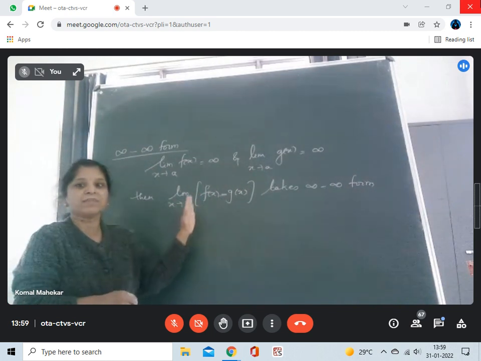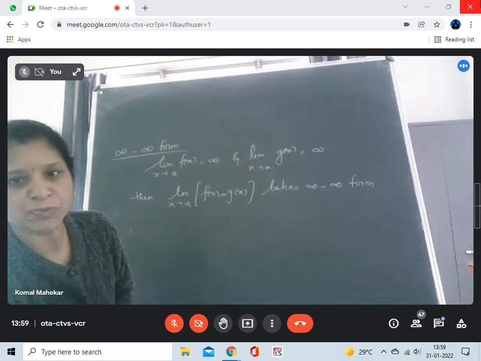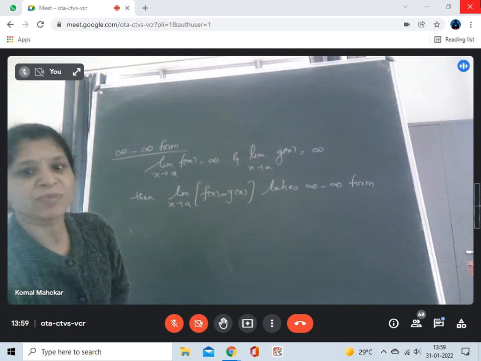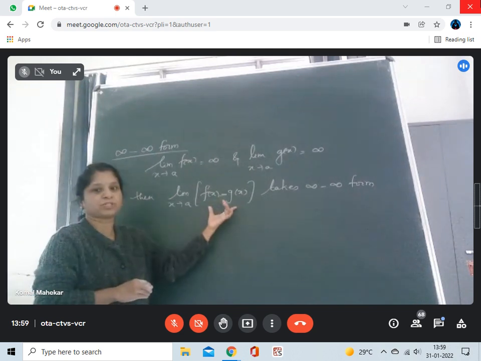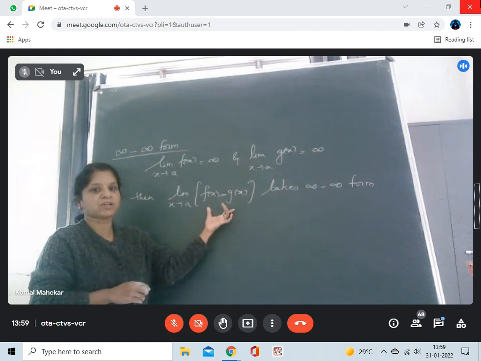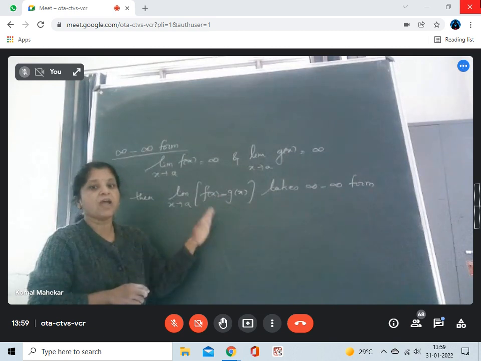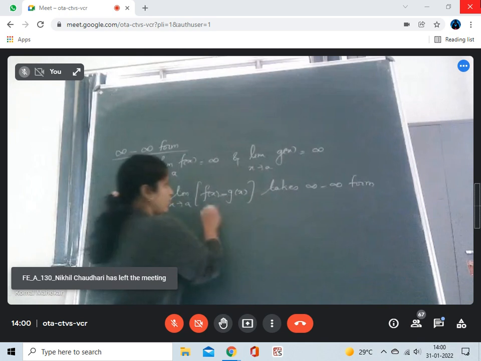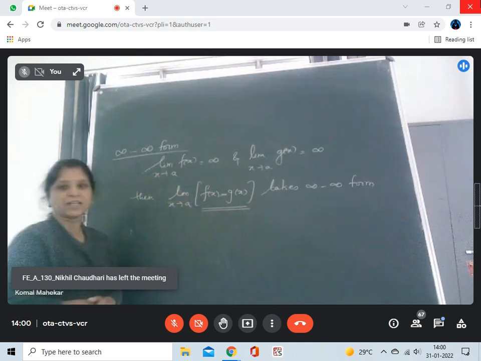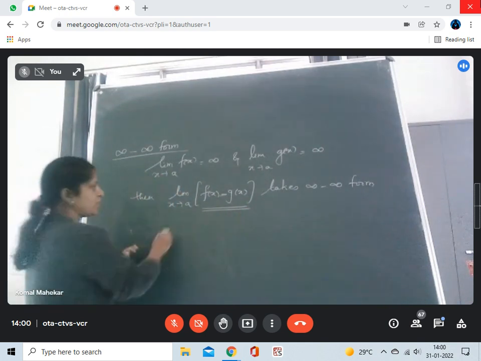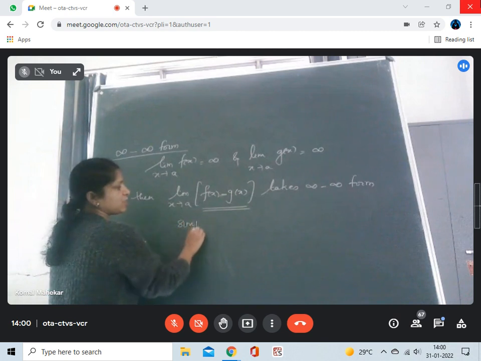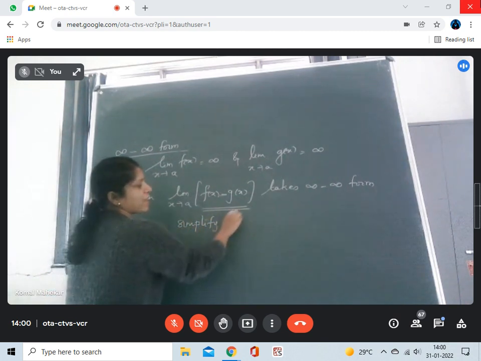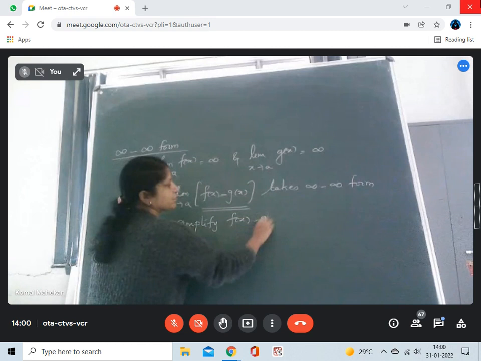Now directly here again we will not apply L'Hospital rule. We will simplify the bracket expression. Okay. After simplification of this bracket expression, it will get converted into 0 by 0 or infinity by infinity. And then after that we apply the L'Hospital rule. See here, put in bracket expression, that is f(x) minus g(x). So we simplify this bracket expression.